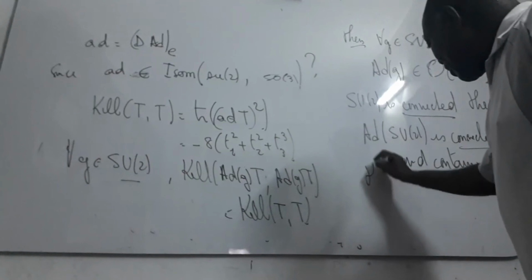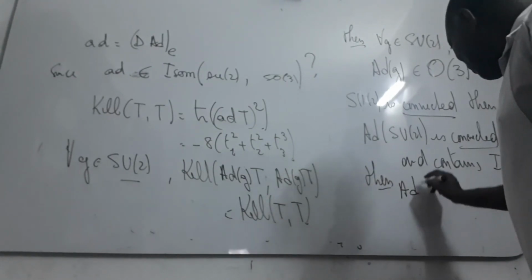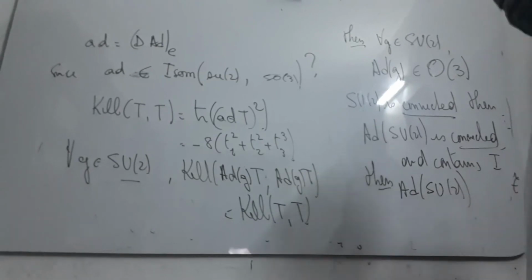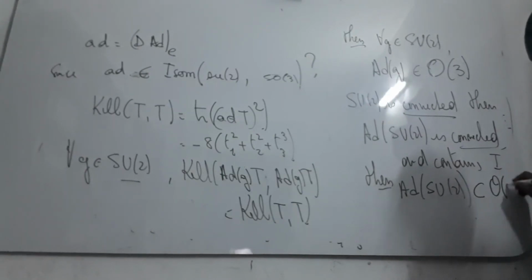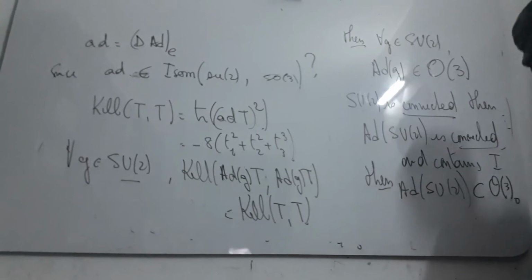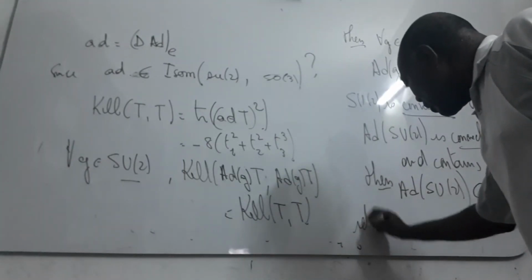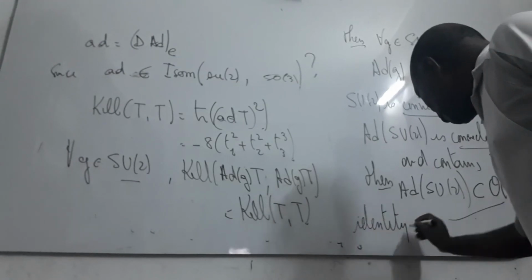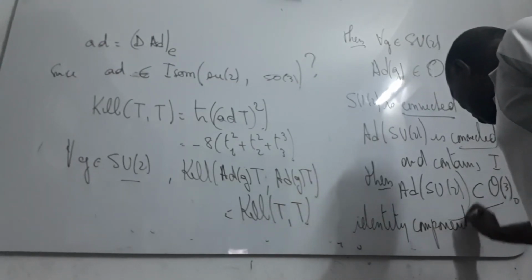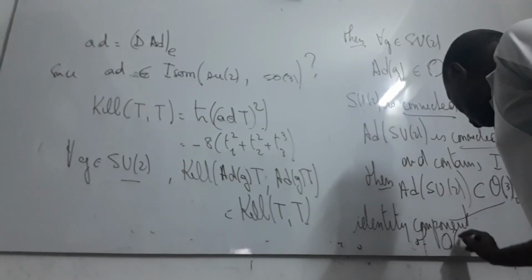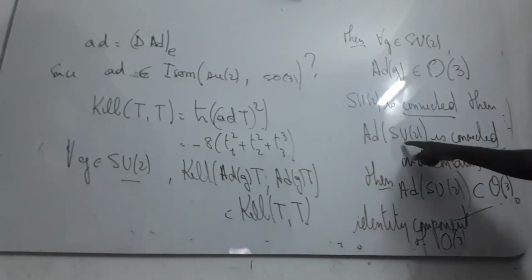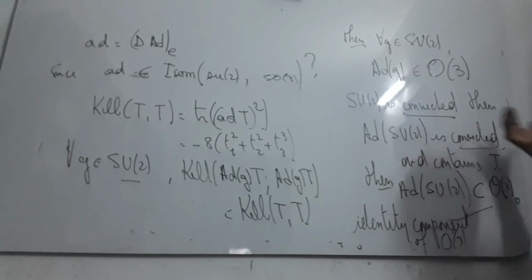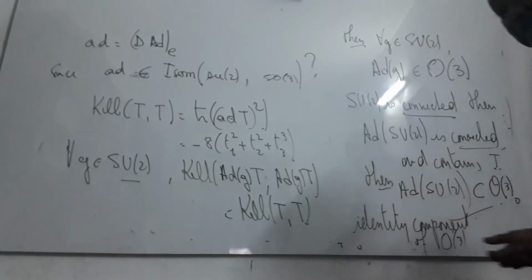Then the adjoint of SU2 is contained in the identity component of O3, denoted by O3 zero, because this is connected and contains the unit element, so the adjoint will be connected also and will contain the identity element.